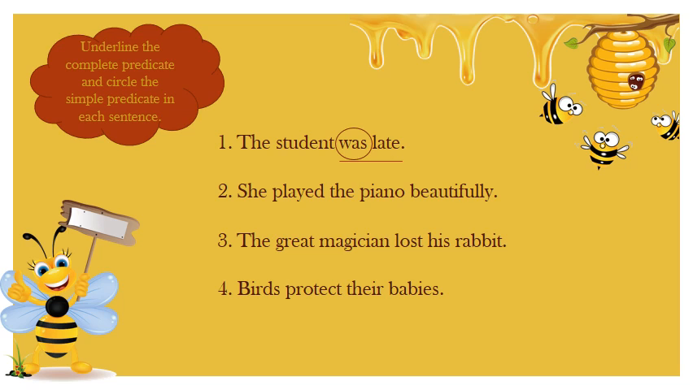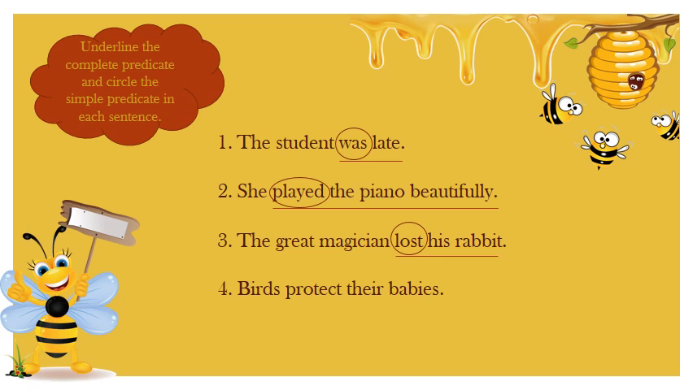What I'm trying to tell you about she played the piano beautifully. Played the piano beautifully is the complete predicate. But what is the simple predicate? The main verb, played. Three, the great magician lost his rabbit. What about the great magician? Lost his rabbit is the complete predicate. What is the simple predicate?